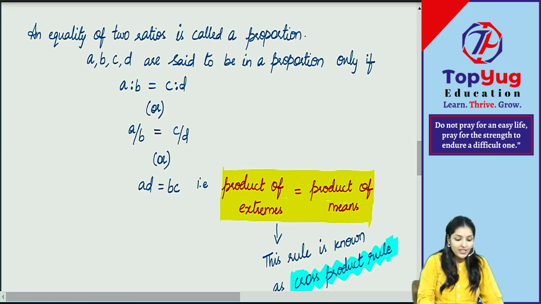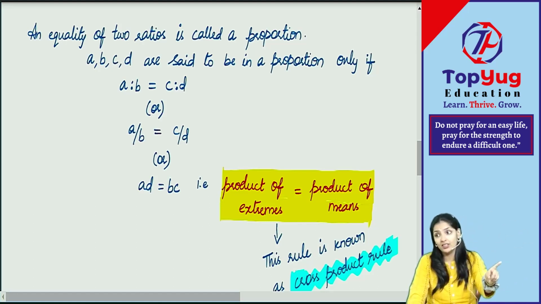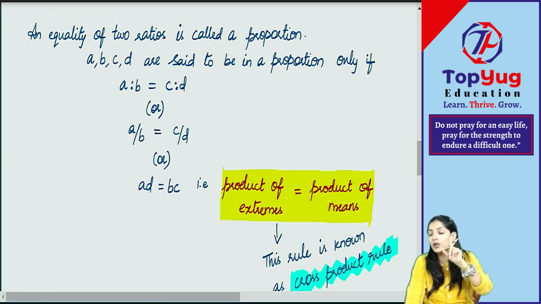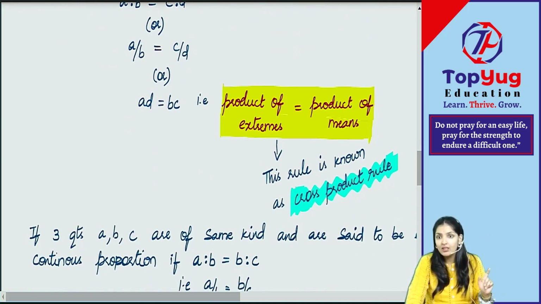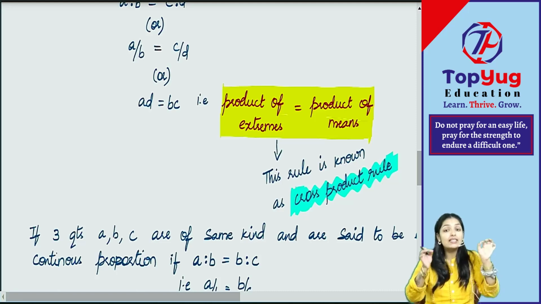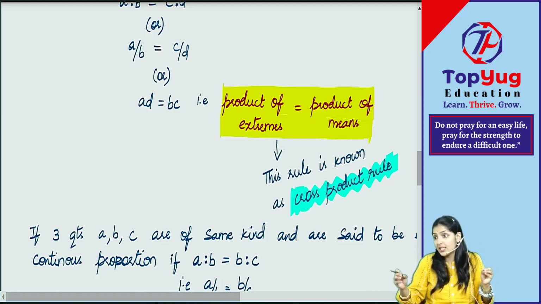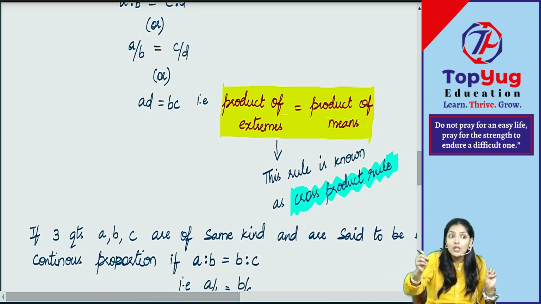And they are said to be in proportion only if A is to B is equal to C is to D. Basically, I can write A by B is equal to C by D. I can cross multiply. When I cross multiply, I would be getting AD is equal to BC. This rule is known as product of means is equal to product of extremes.